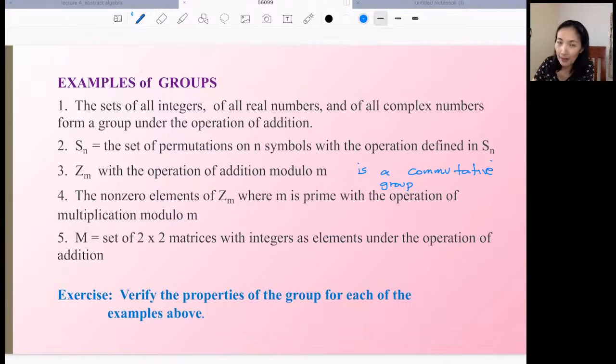Your assignment will be numbers 4 and 5. Numbers 4 and 5. Last for this morning. Kaya pa? Kaya nyo pa? Kasi ito bago.